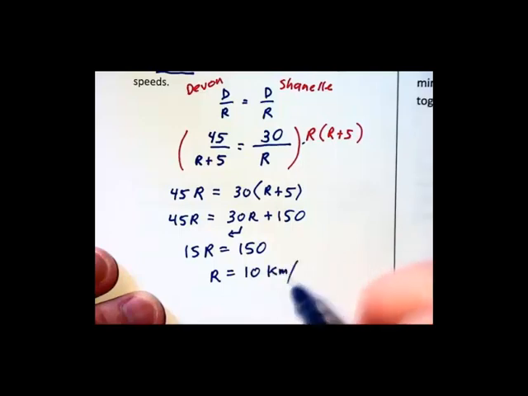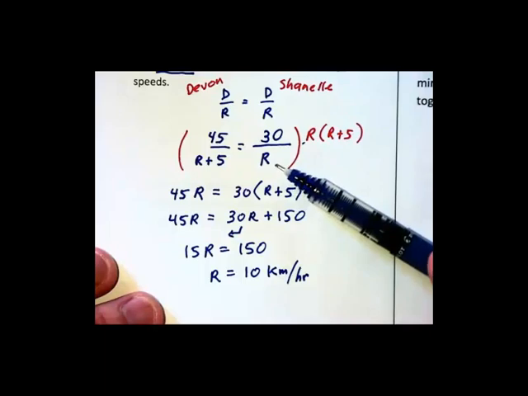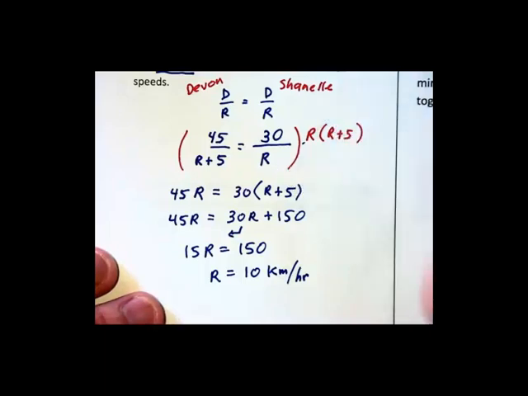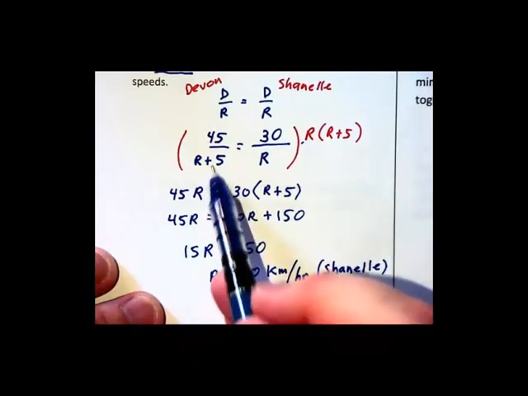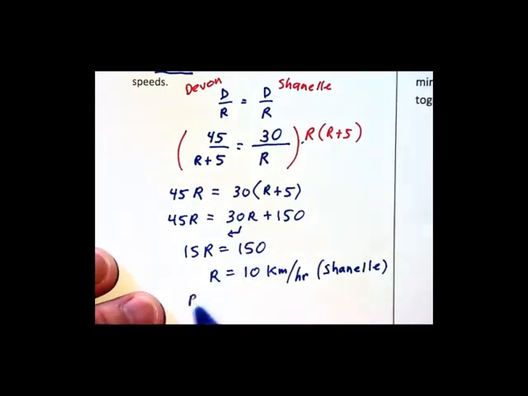Now, looking at our denominators, this r goes along with Chanel. And since we're looking for both of their speeds, r plus 5 was in Devin's fraction, so that means Devin is traveling at 15 kilometers per hour in this problem.